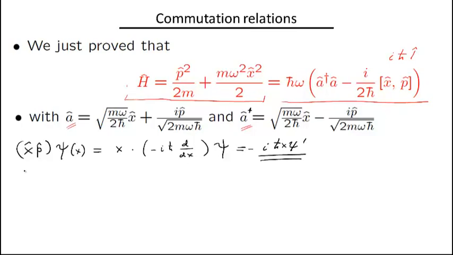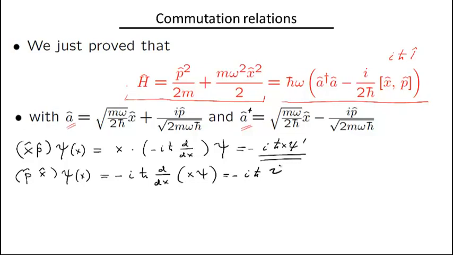Now, if we consider a different order of the operators, where x is going to act first, and then we're going to have the momentum. In this case, we can write it as minus i h bar d over dx of x times psi. And so in this case, we have to use the chain rule to calculate the derivative of both terms in this product. So it's going to involve minus i h bar, the derivative of x is just 1, psi, minus i h bar x psi prime.